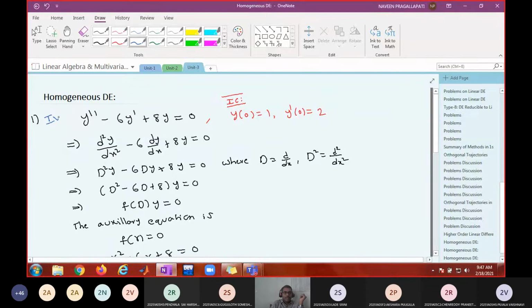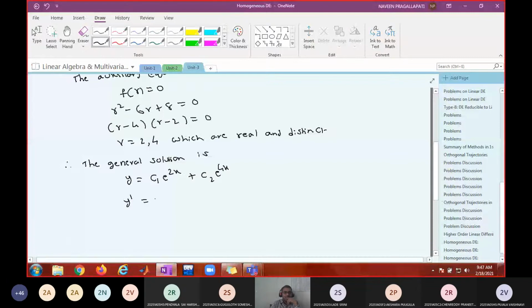Now, if the conditions are specified, then you need to use these conditions to find out the values of the arbitrary constants. Conditions are given on y as well as y dash. Now you have y. Now find out y dash and use the conditions. So what is y dash? Differentiate this. y dash is 2c1 e power 2x plus 4c2 e power 4x. Do you agree?